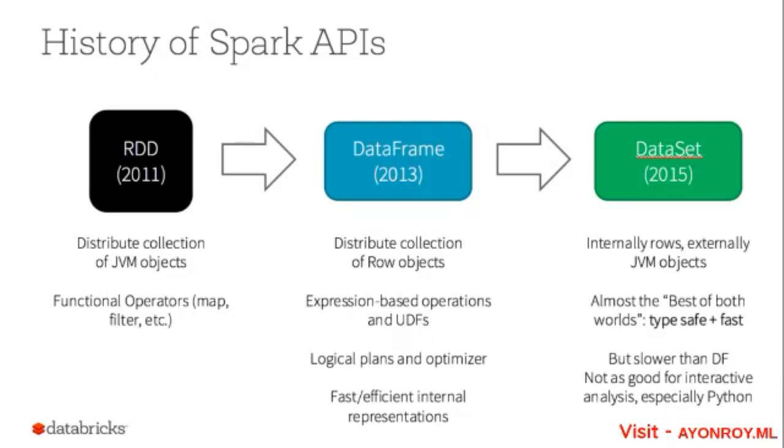RDD is a distributed collection of JVM objects. JVM is the Java Virtual Machine. So whenever you work with Apache Spark, you have to make sure that your machine also has Java installed already. And then you have functional operators, like mapping and filtering, you can do those things. In DataFrame, you get the flexibility of row objects, because people usually prefer these row by row objects. This gives you the flexibility for faster computation, and you can use your own functions, like UDFs and expression based operations.